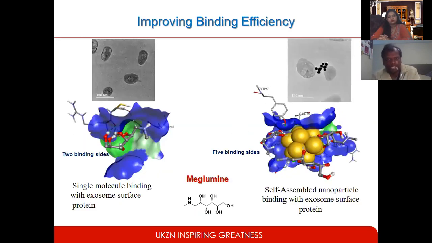Now you can see the HR-TEM, showing the binding site and how the gold nanoparticle interacts with the exosome surface. On the left side, you can see the pure exosome with the meglumine. On the right side, you can see the exosome with the gold nanoparticle. The dark particles are the gold nanoparticles, and the other, bigger particle is the exosome. So there are two pictures.